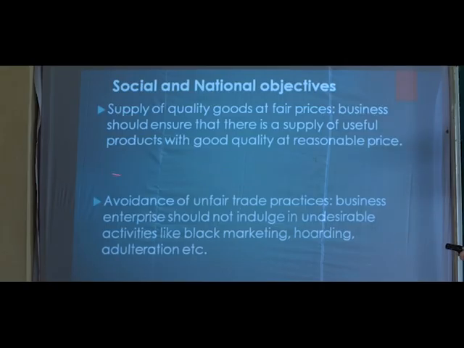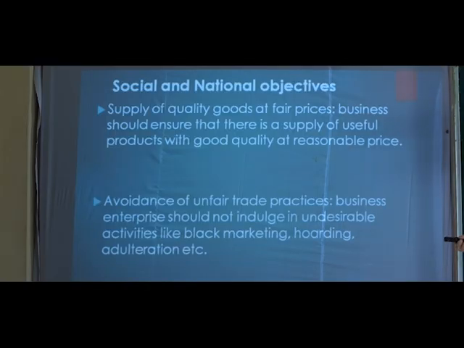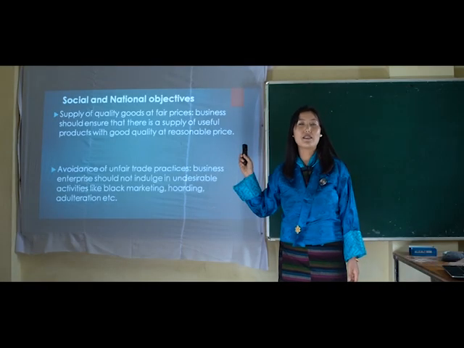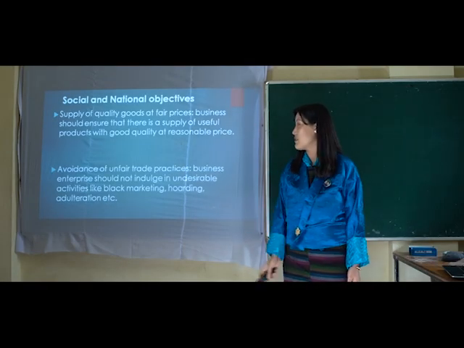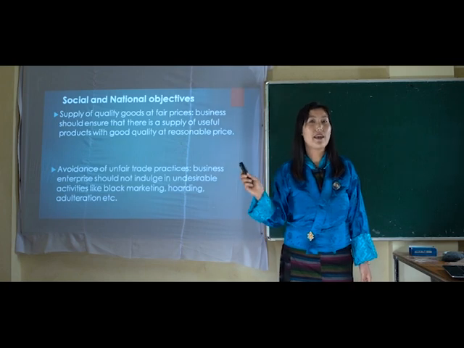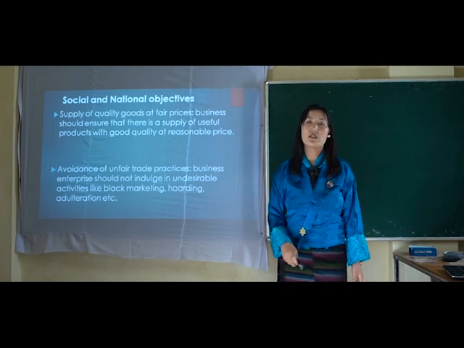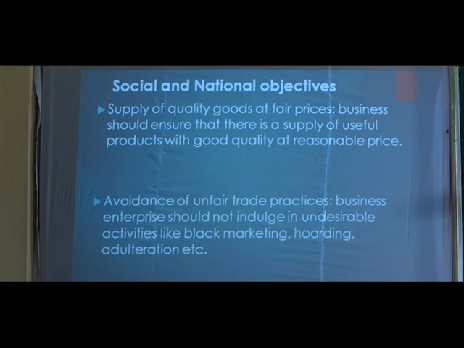Another one is avoidance of unfair trade practices. This is very important. As a business entity, they should not indulge in practicing undesirable activities like black marketing, hoarding, and adulteration. If they indulge in all those activities, then they are not fulfilling their social or national objectives. Let me elaborate more on black marketing, hoarding and adulteration. Okay, black marketing is very simple.